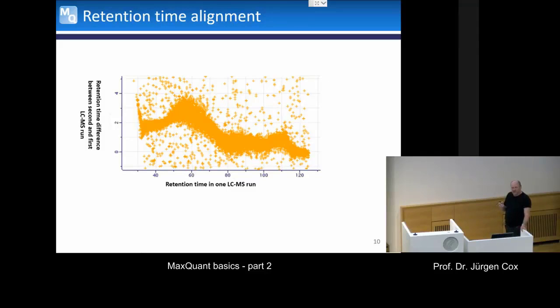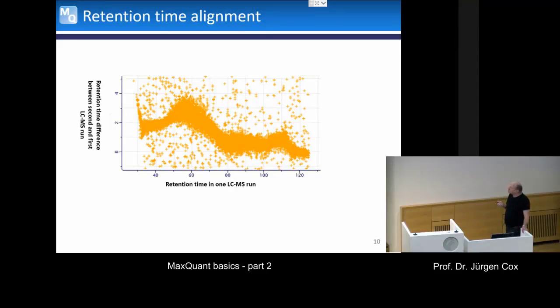And then one just makes an assignment of features that have the same mass and are in this large time window, and forms pairs between the 2 LCMS runs. And then for each pair, you make a cross in this plot here. On the one axis is the retention time of one of the 2 LCMS runs, it doesn't really matter which one. And on the y-axis, you have the retention time difference between the 2 LCMS runs.